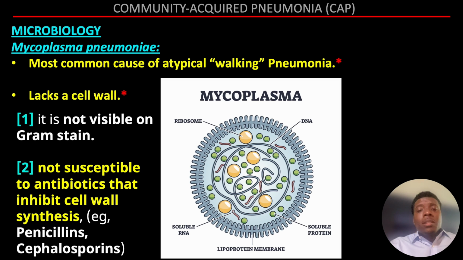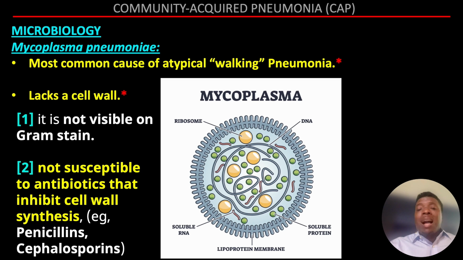Now, a very important aspect about mycoplasma infection is that it lacks a cell wall. Why is that so important? Because it's hard to see on gram stain. But most important clinically is that any antibiotic that inhibits cell wall synthesis cannot be used to treat mycoplasma pneumonia, because it doesn't have a cell wall.